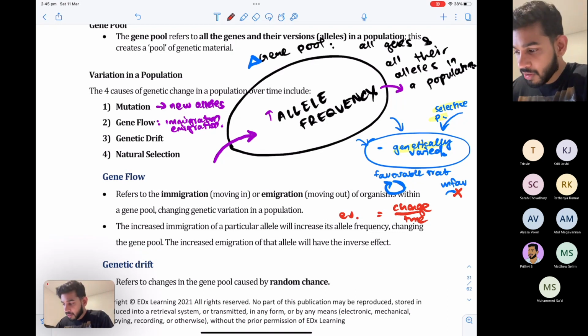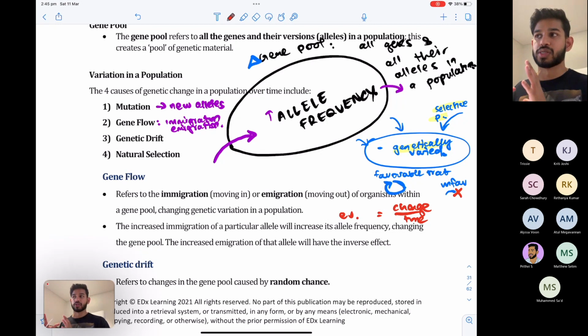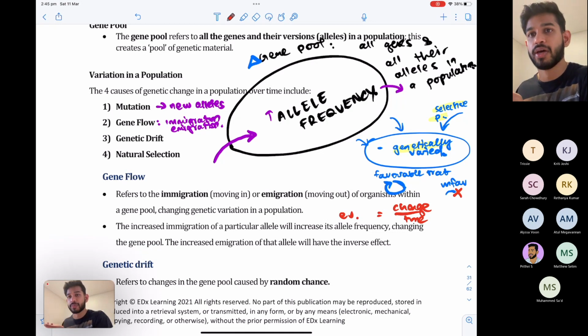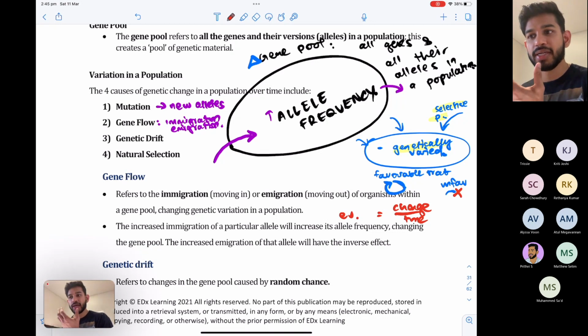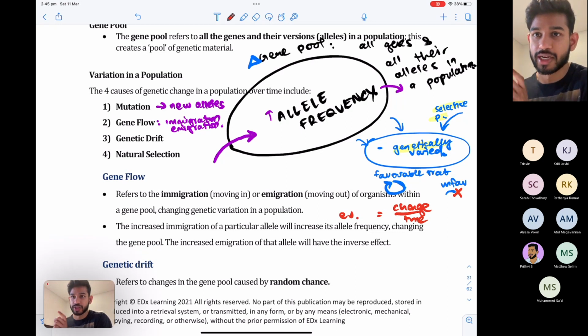Good. So now that we understand natural selection, which is explaining change in a population's allele frequency due to selective pressures, I want you all to understand genetic drift is kind of the opposite of that. Genetic drift is when you have a change in the allele frequency of a population, not due to selective pressures, but because of random chance. That is the definition of genetic drift. Change in allele frequency due to random chance.